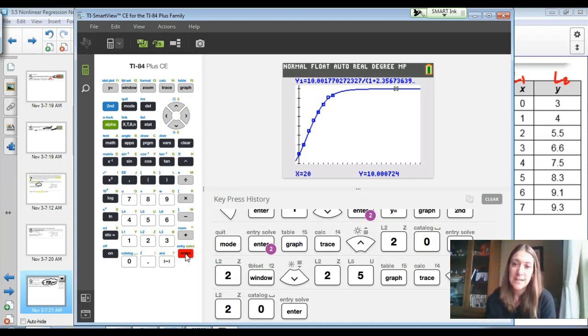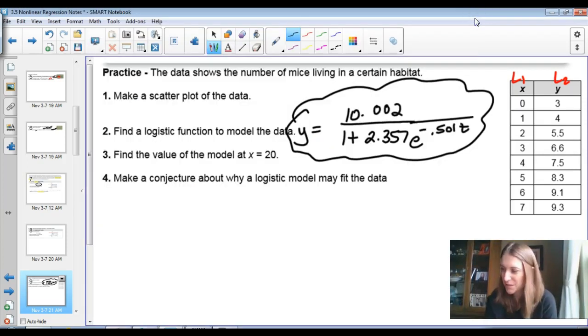Now, this makes a lot of sense because our logistic model is going to reach that carrying capacity at roughly 10. Basically, it looks like a horizontal asymptote, so it doesn't surprise me when the value comes out to 10.000 something. All right, so I don't know if that fascinated you as much as it fascinated me. Probably would have been more exciting if I cared more about mice and their population. That's what that question was about.